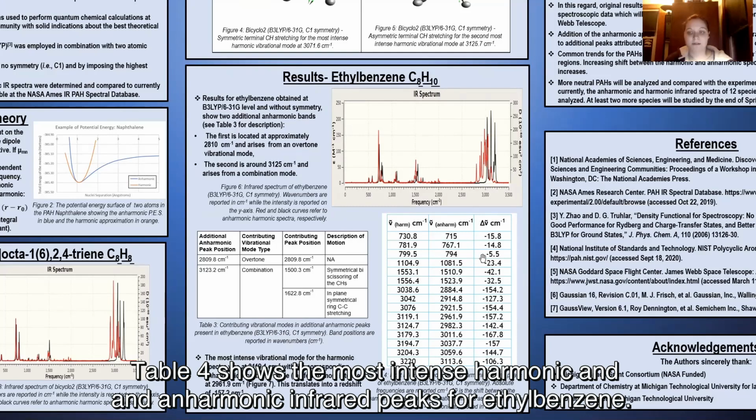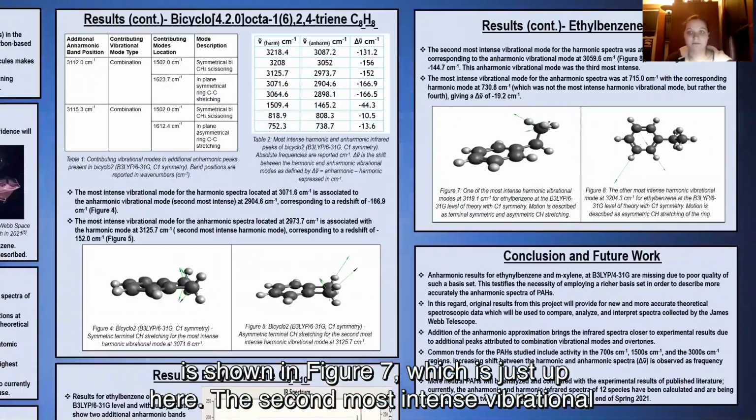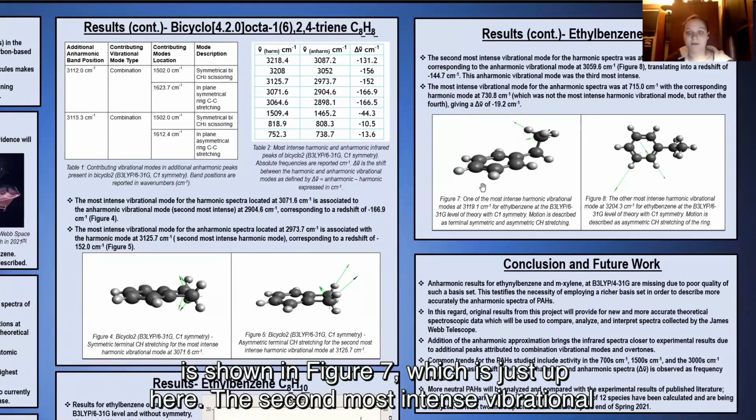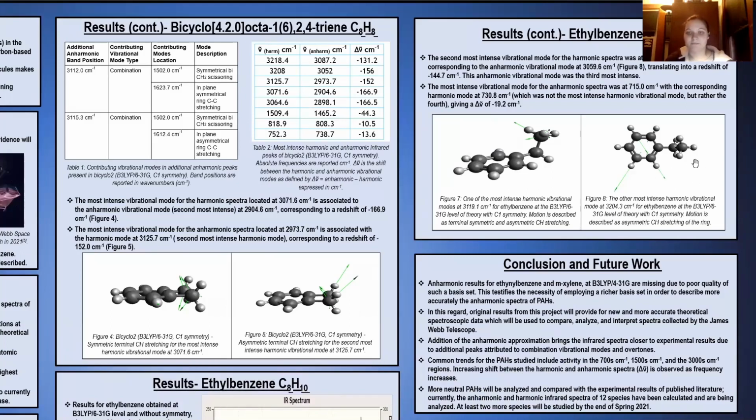Table 4 shows the most intense harmonic and anharmonic infrared peaks for ethylene benzene. The most intense vibrational mode for the harmonic spectra was located at 3119. The motion of this band is shown in figure 7, just up here. The second most intense vibrational mode for the harmonic spectra was at 3204. Again, this motion is described in figure 7.